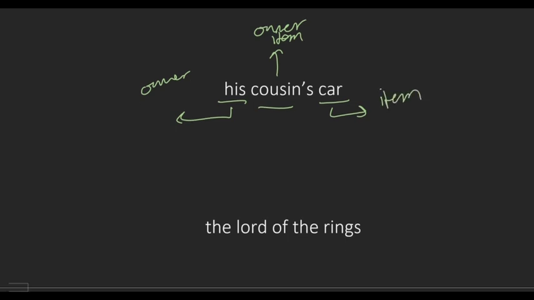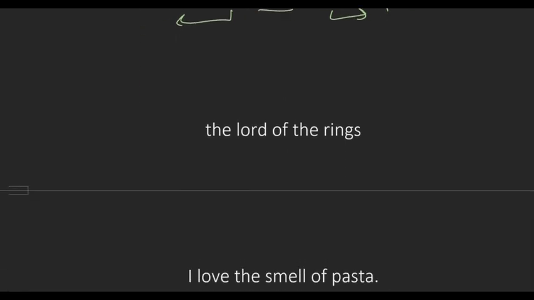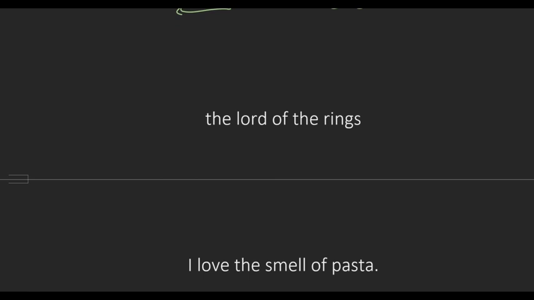One last example here. The Lord of the Rings. What's happening here? The rings have a lord, and the lord has... Oh, there's no possessive chain here. It's just a normal possessive. You just have the lord is the owner, and the rings are the item. Exactly. This is a normal possessive: owner and item.